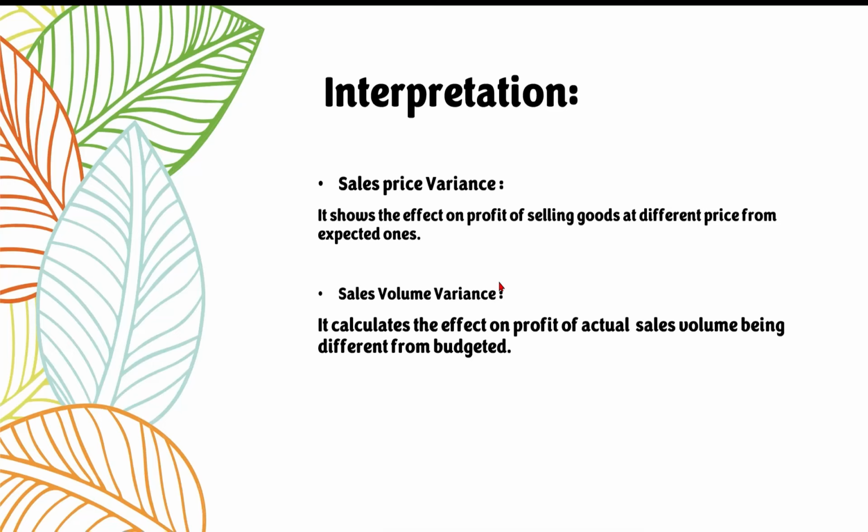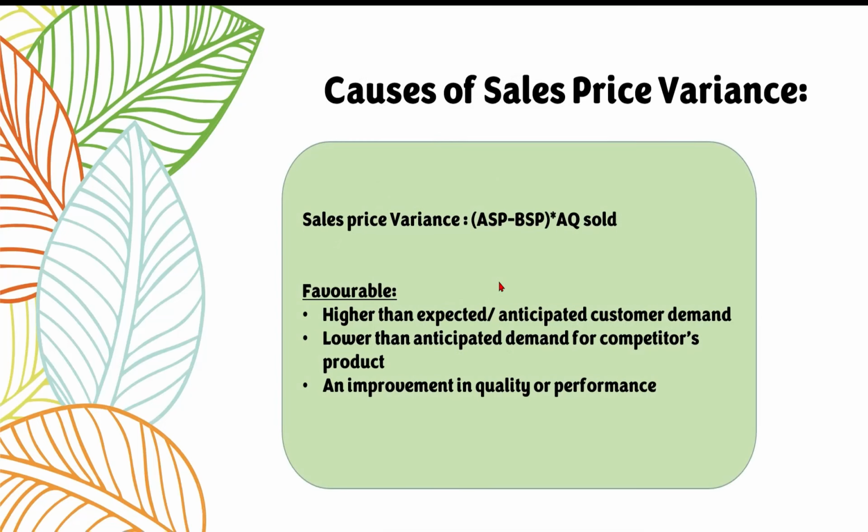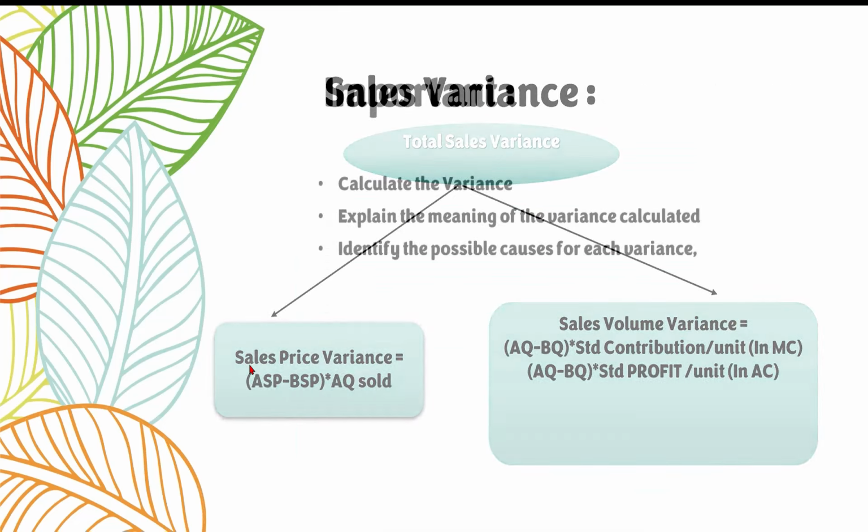So now, what causes this variance? Let's figure it out. And there will be favorable as well as adverse, as I told at the start of this video. Now if someone asks what causes the sales price variance, you know the formula: actual selling price minus the budgeted selling price, then we multiply with the actual quantity sold.